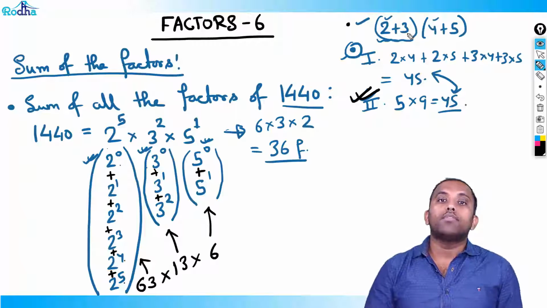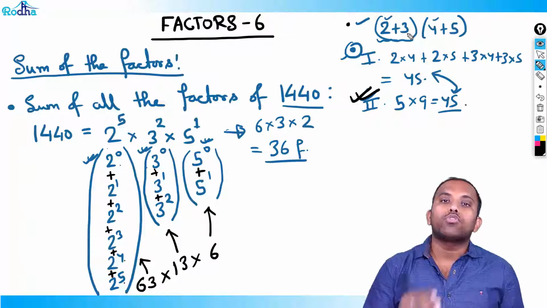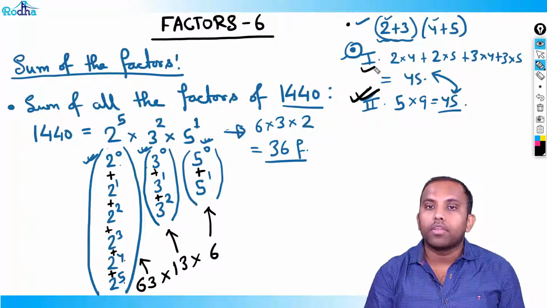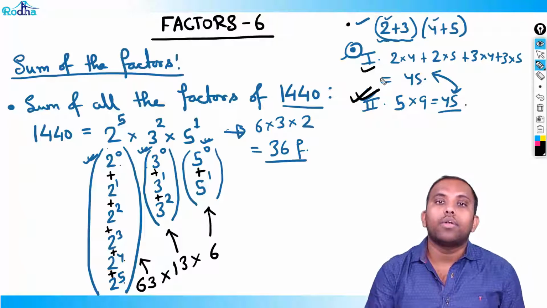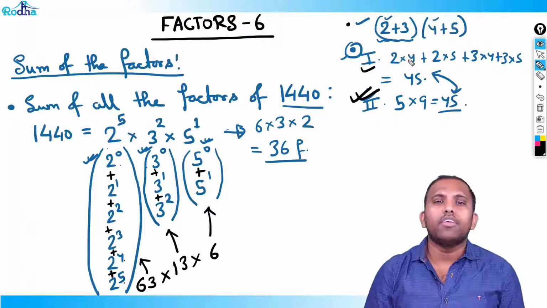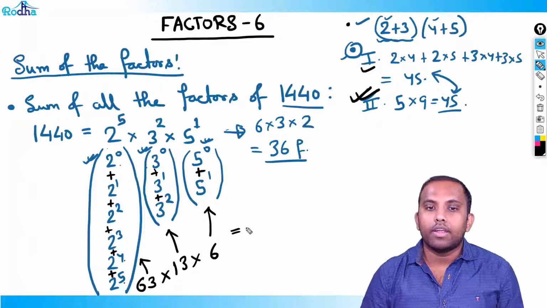So if I need to find the sum of all the factors of 1440, I don't need to write all those factors individually and then add. That is step 1: write all the numbers individually and then add. Now what second method can I do? I can add inside the bracket and multiply. Very small concept, but the result is very good here. We can directly find the answer. So the answer is 63 into 78.